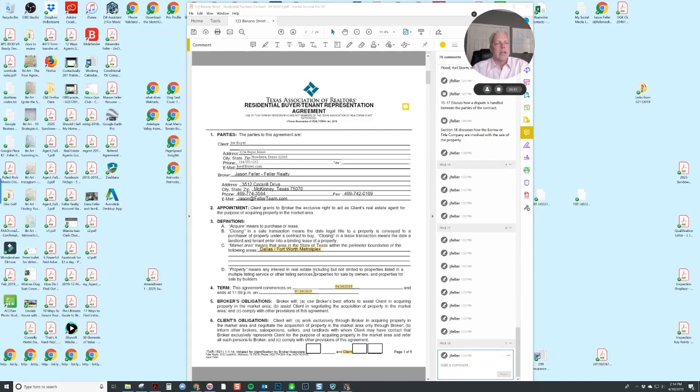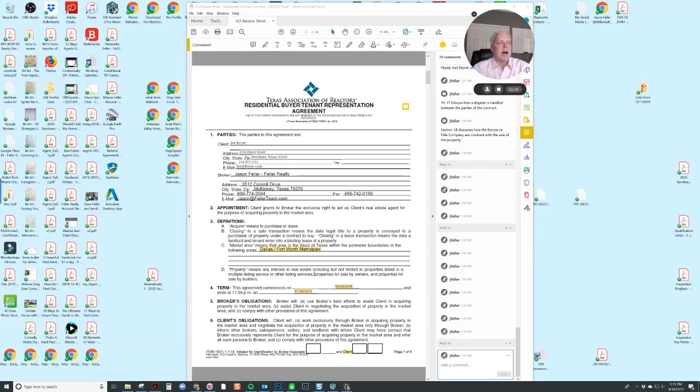So the next form that you'll see that I utilize and most agents should utilize in the state of Texas is a buyer's rep agreement. This set of documents just shows the commitment on both sides, the buyer's commitment to the agent, and of course the agent's commitment to do everything that they can for their client.